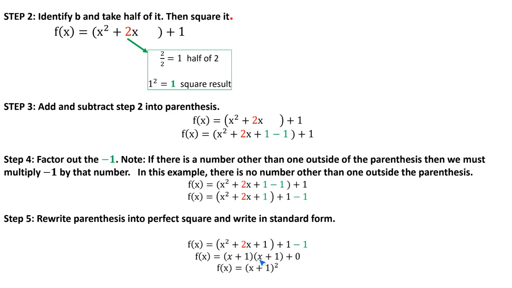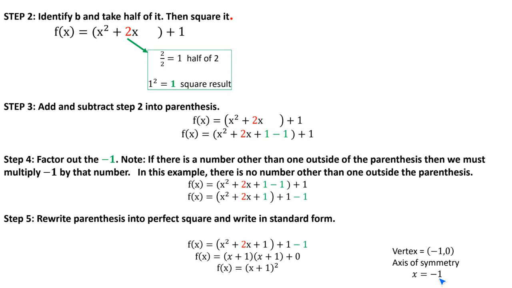Now that I have two parentheses that are the same, I can write it as x plus 1 squared, and 1 minus 1 is 0, and so this is going to be our equation in standard form. So from here, we can take the vertex. So our vertex is h, k. h is what's in the parentheses, so I have a plus 1, and so h is going to be the opposite, so I write negative 1. And then I have no k, so k is going to be 0. My axis of symmetry is always your x coordinate. In this case, x equals negative 1.